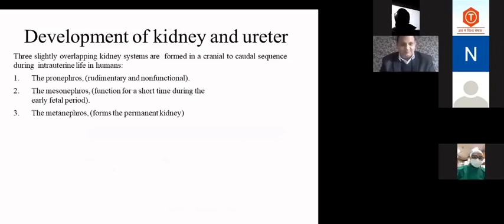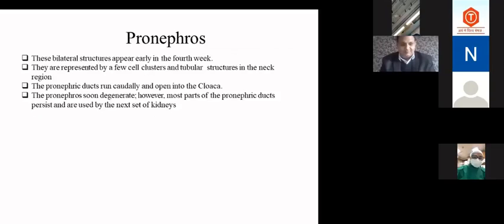So, the development of the kidney and ureter: three slightly overlapping kidney systems are formed in a craniocaudal sequence during intrauterine life in humans, the pronephros, mesonephros, and metanephros. Pronephros is rudimentary and non-functional. Mesonephros functions for a short period, from the late fourth week for 4 weeks, and then it is taken over by the metanephros, which forms the permanent kidney and starts its definitive functions around the 9th to 10th week.